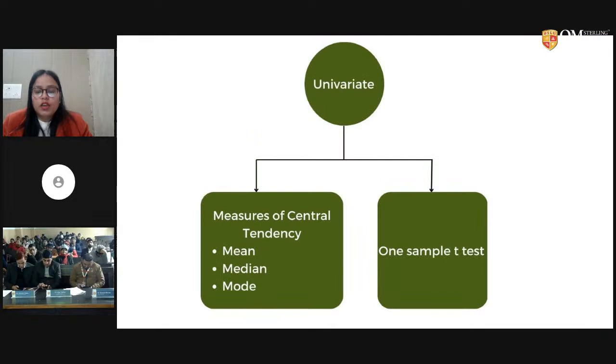First of all, I'll be talking about univariate variables. For univariate variables, we have measures of central tendency, meaning I can use mean, median, and mode to give the descriptive statistics of a particular variable used in the study. Then we have the option of one sample t-test. Next slide, please.